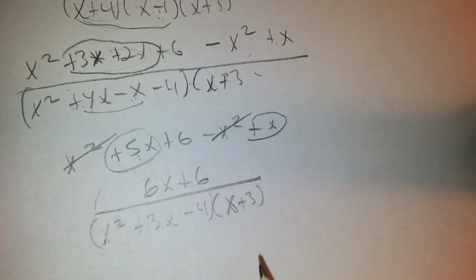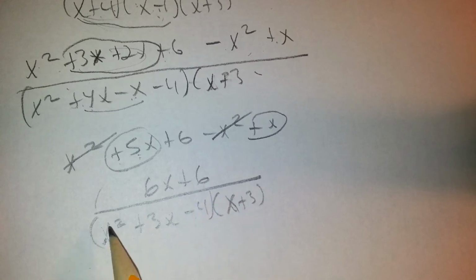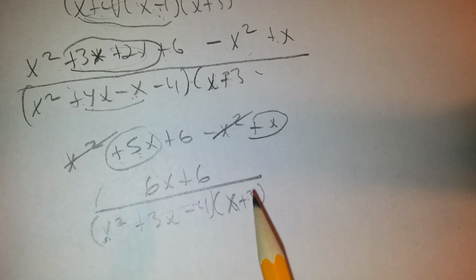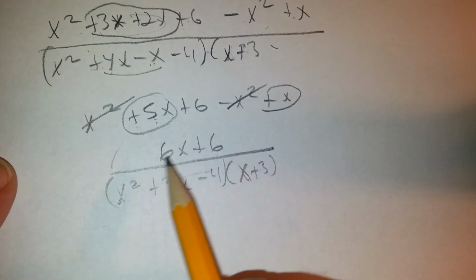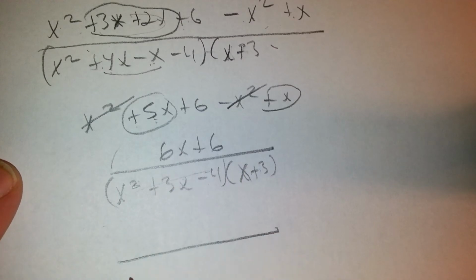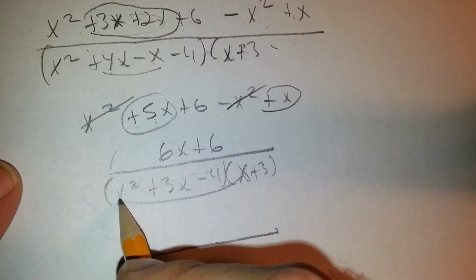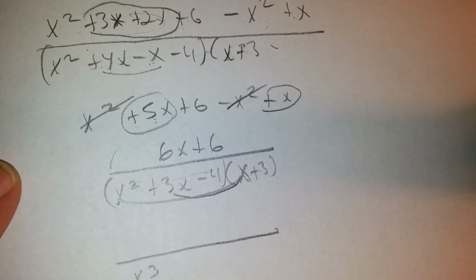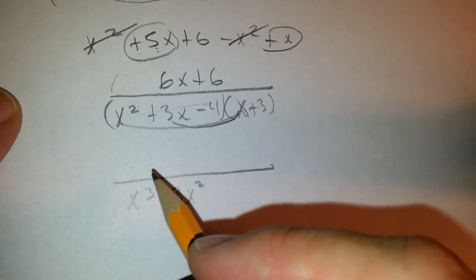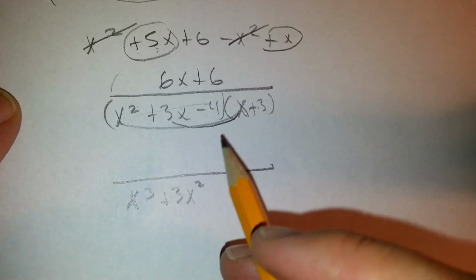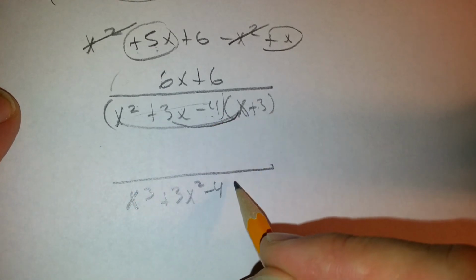All right, so I'm going to do distributive property here. This times all of this, and then plus 3 times all of this, okay? X times x squared is going to be, here's my new denominator, x cubed, okay? X times 3x is plus 3x squared, okay? And x times minus 4 is minus 4x.